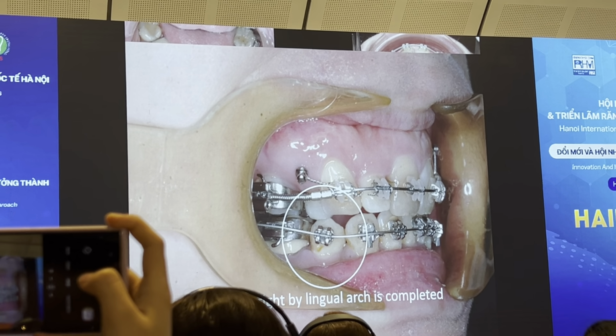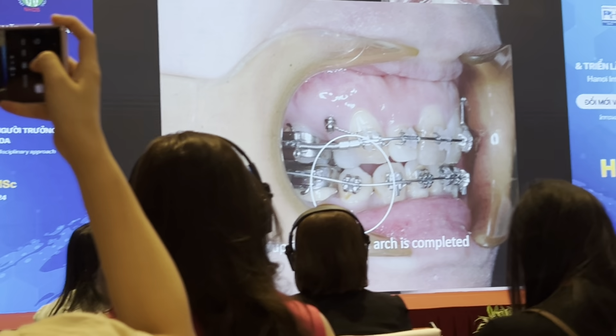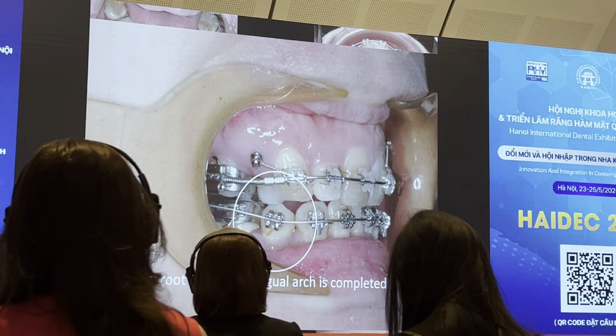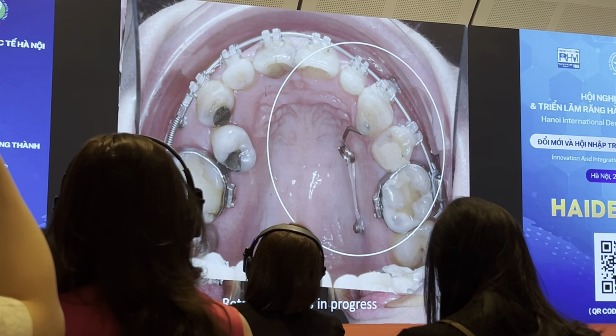This was the time when the root of 4-5 was uprighted, and there was enough space for the alignment of 3-1 and 4-1. The realization of 1-6 and 1-7 continued. Retraction of 2-3 was in progress.